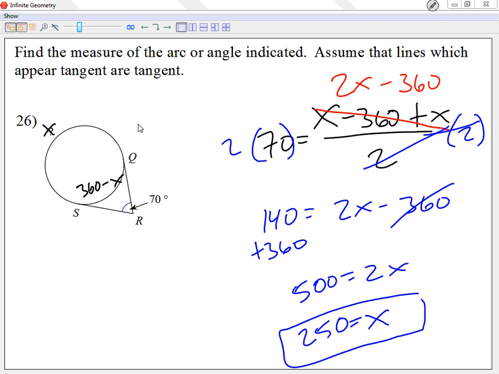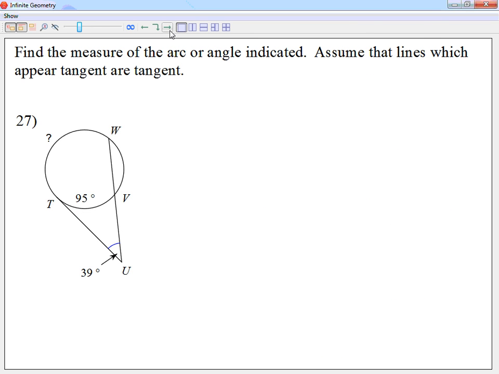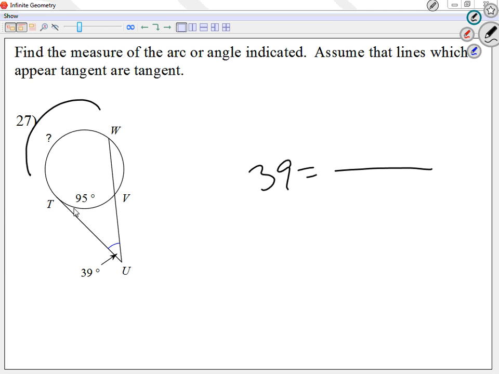Which one? 27. The angle's outside, so I'm going to start with 39, which is the angle. And here I have to subtract my arcs. One of them is x, the other one is 95. I start with the big one. So I'm going to go x minus 95 over 2.